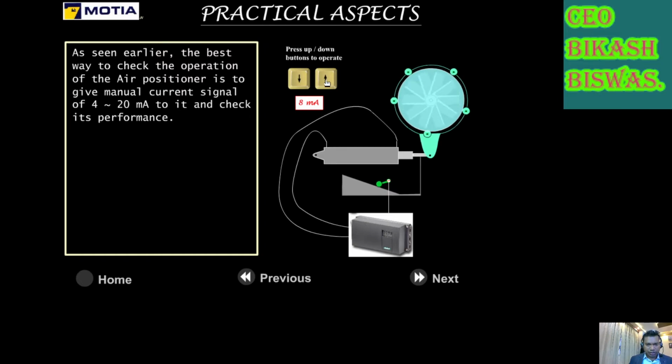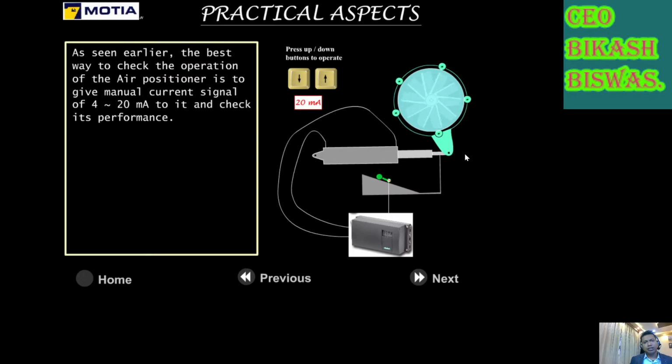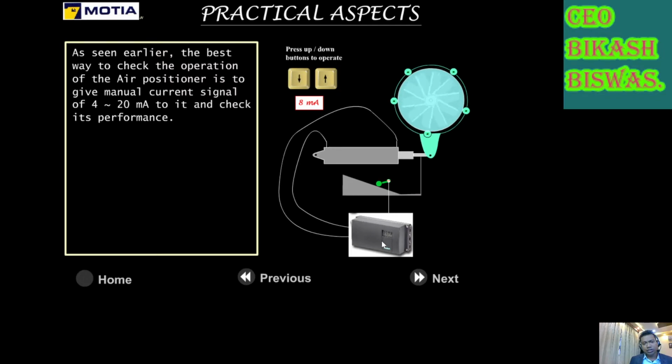Let me increase this. With the increment of this, you can see this actuator is moving and the vents are opening. And you can see here how much percentage it has opened. In this case, it should open 100%. The actuator has moved forward and it should open 100%. So if you reduce this, it means this CPAT IP positioner is working, the signal is going, and the feedback mechanism is also okay. Suppose if you do not get this, then there is a problem somewhere.